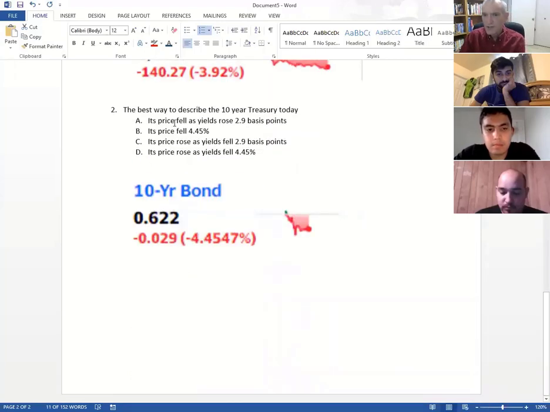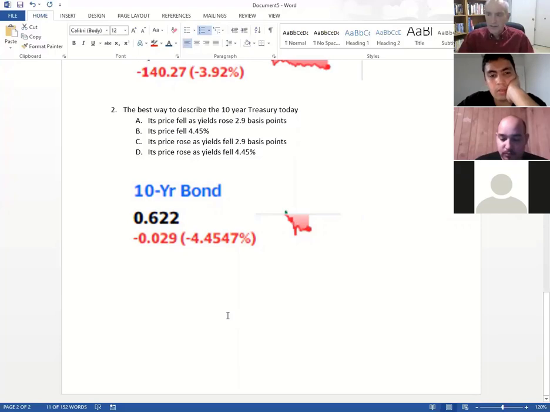All right, let's see. Don't answer the question yet. Y'all write down your answer and give me a few seconds. So the best way to describe the 10-year Treasury today, I don't know how it actually ended today, but we can look real quickly and see. Yeah, it's exactly this. It didn't change any in the last few minutes. So its price fell as yields rose 2.9 basis points. Its price fell 4.45%. Its price rose as yields fell 2.9 basis points. Its price rose as yields fell 4.45%. So don't say anything, write it down, click out the ones that don't make sense. If you missed class 2, then you'll have to catch up on the discussion on this. I'll give you 10 more seconds.